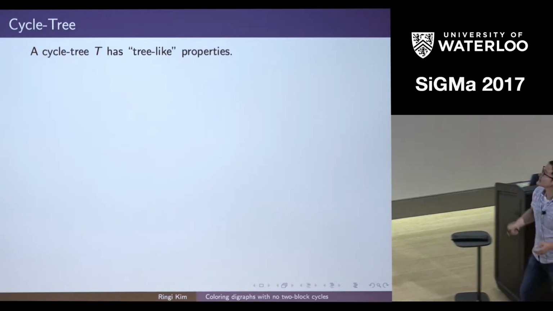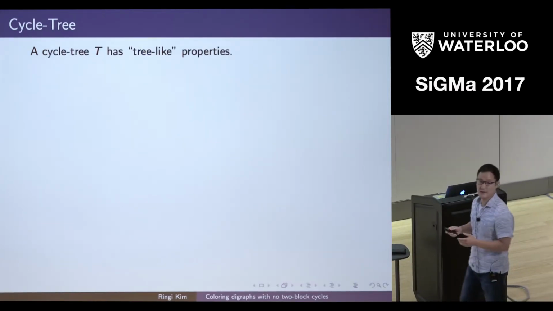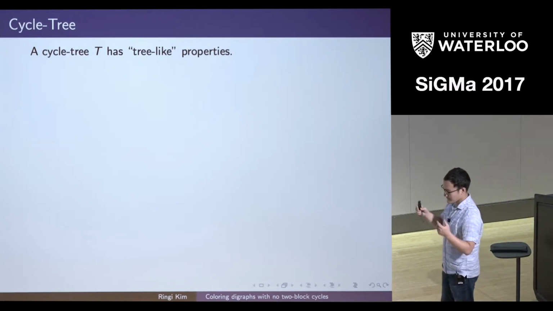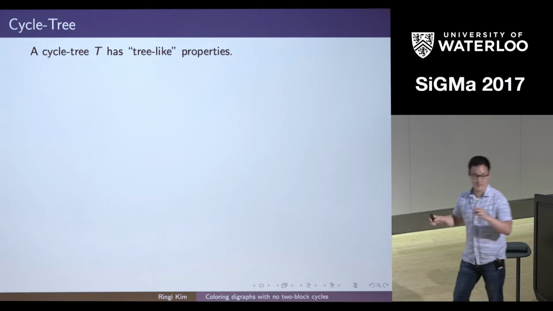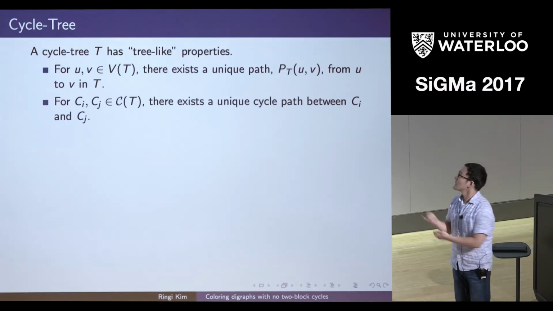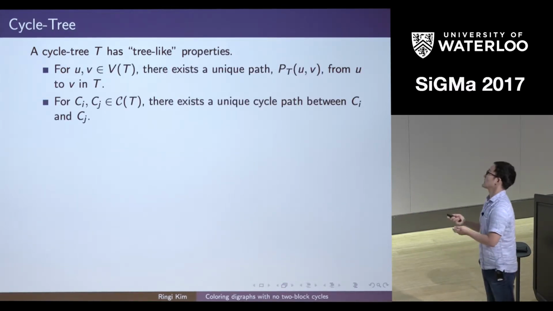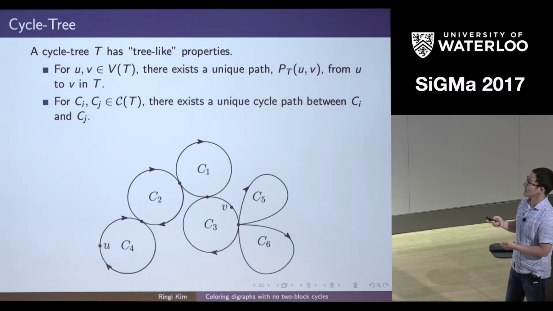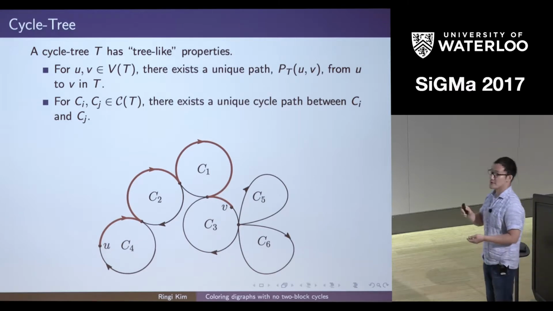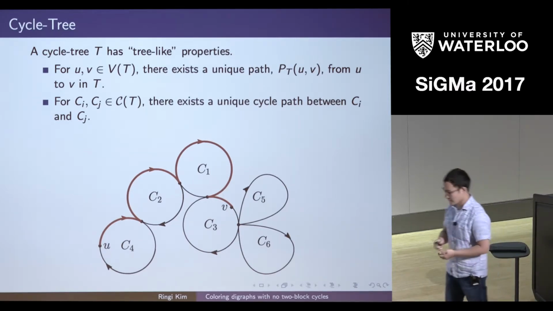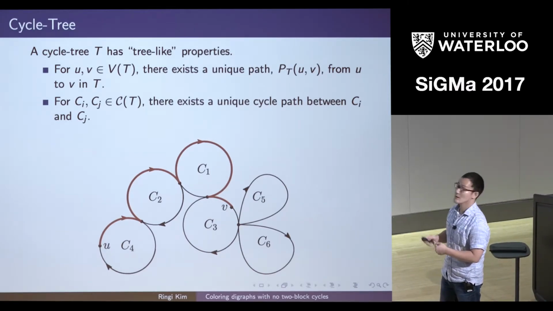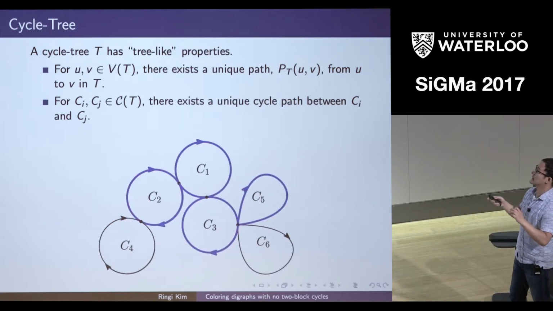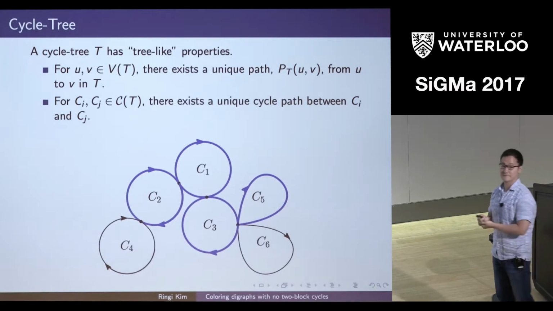And a cycle tree has tree-like properties. So for every tree, for every pair of vertices U and V, there is a unique path between them. Right? And a cycle tree has similar properties. So for every ordered pair of vertices U and V, there is a unique path from U to V. And for every pair of directed cycles, there exists a unique cycle between them.